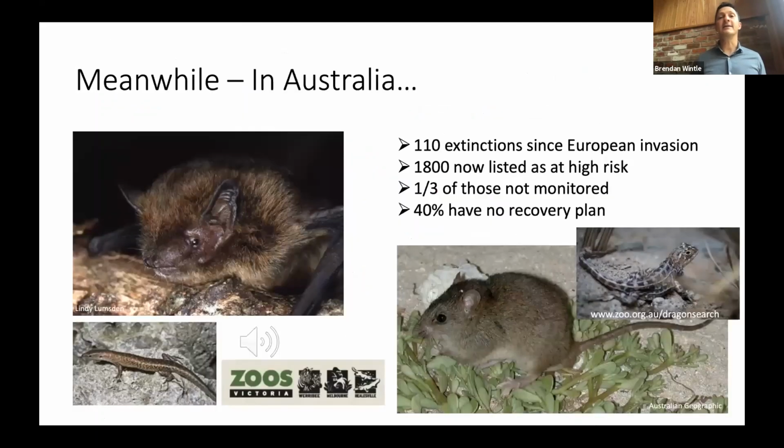In Australia, what's the context here? 110 extinctions since European invasion. We now have on our threatened species list, 1,800 species listed as at high risk of extinction. Only a third of those are even monitored. So we could have lost them last week and we wouldn't know. 40% of them have no recovery plans.